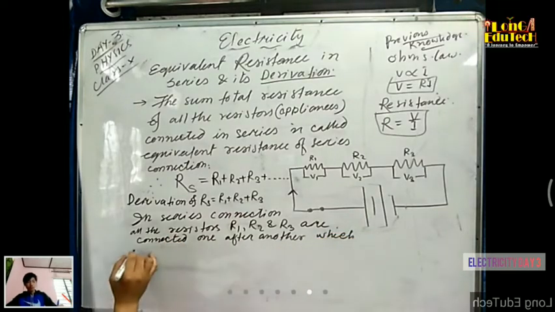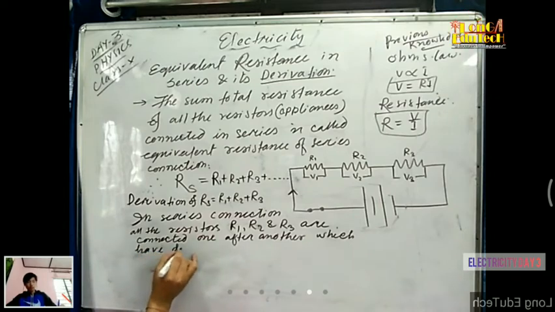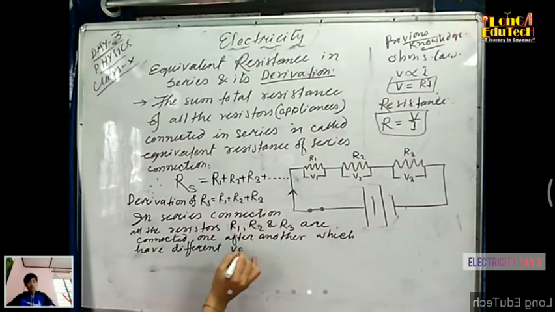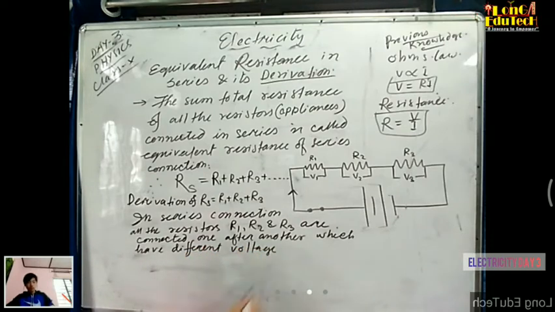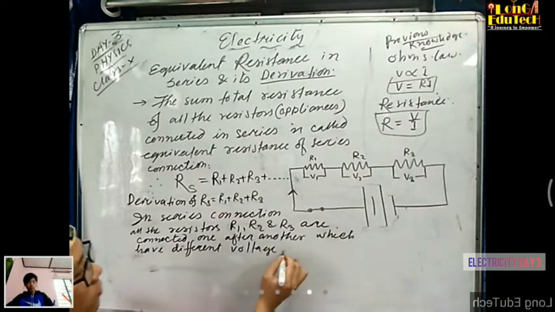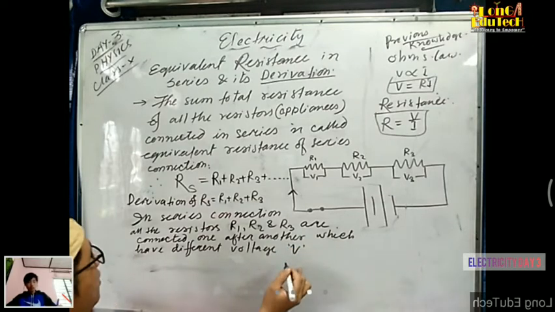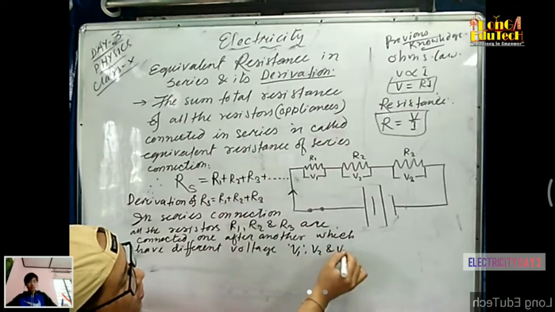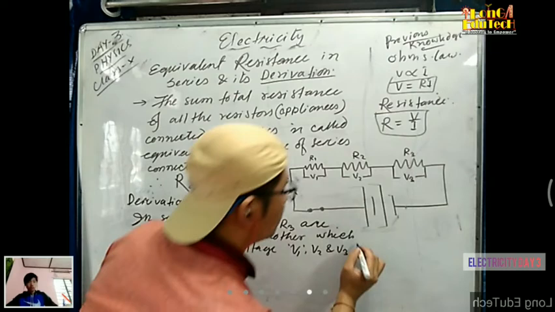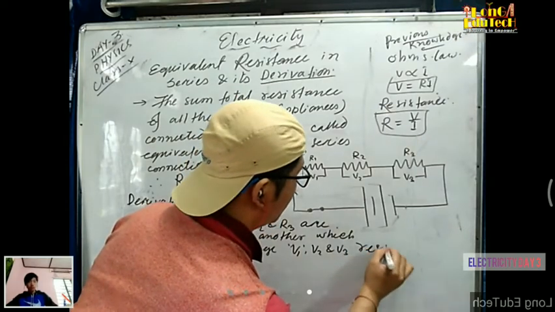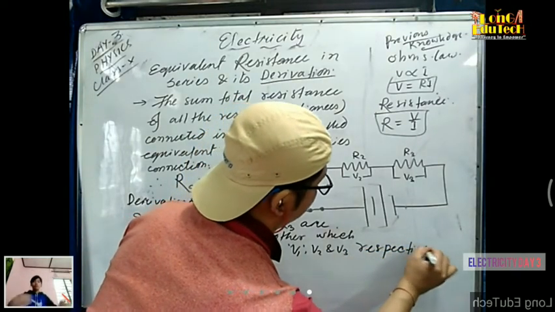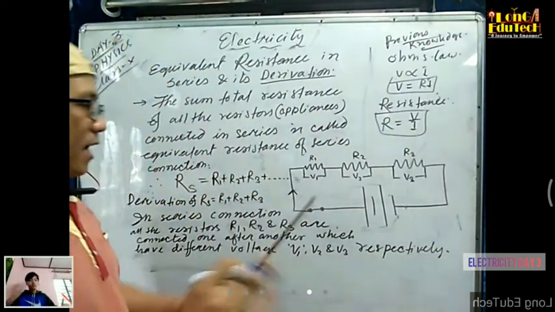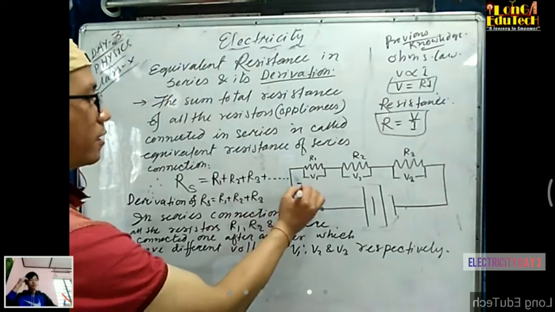Okay, which have different voltage, or different potential. Okay, different voltage क्या, V1, V2 and V3 किस लिए respectively. मतलब R1, V1 and respectively. Okay, respectively they have the V1, V2, V3. All right. मगर जाता है here same current I for here.